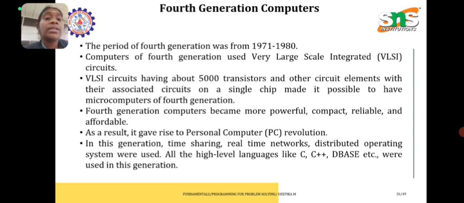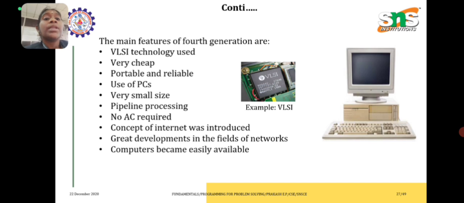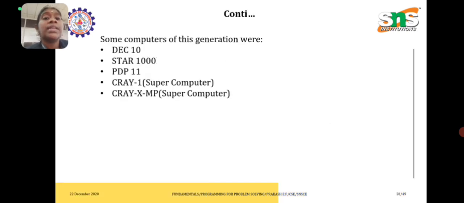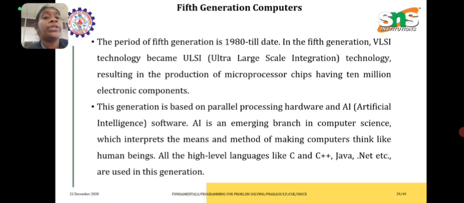In this generation, time sharing and real-time networks were introduced, and distributed OS were used. All the high-level languages like C, C++, dBase, etc. were used in this generation. The features are VLSI technology used, very cheap, portable and reliable. Personal computers can be small in size, pipeline processing, no AC required. The concept of the internet was introduced. Great development in the field of networks. Computers became easily available. The names are DEC 10, Star 1000, PDP 11, Cray 1 supercomputer, Cray X-MP supercomputer.